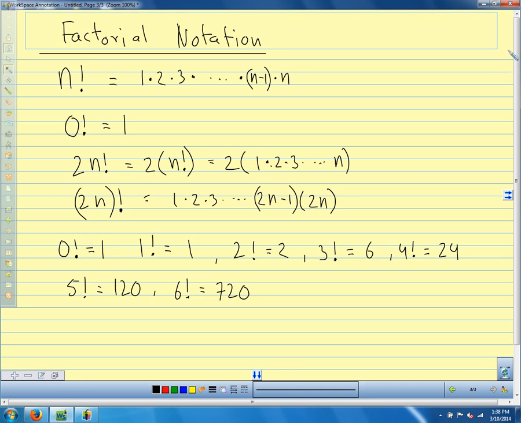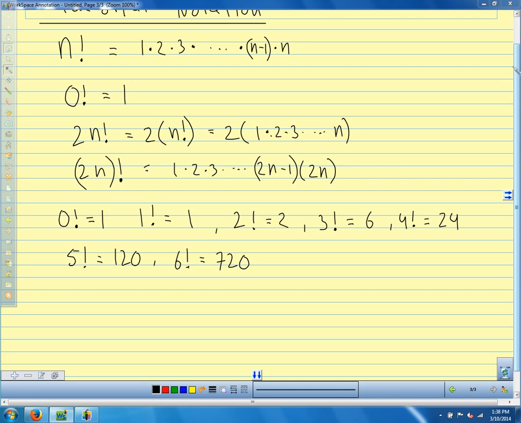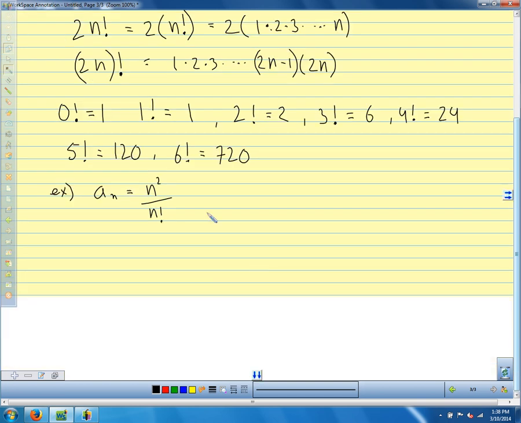So let's look at a sequence where our terms are defined by factorials. Let's say we have a sub n equals n squared over n factorial. And we want the first 4 terms.